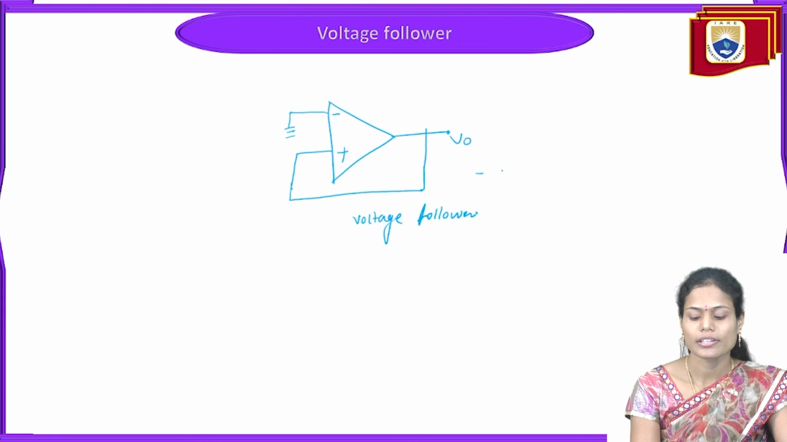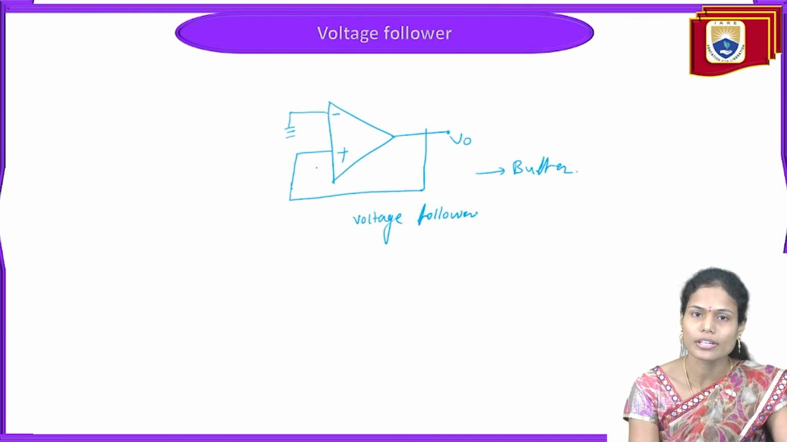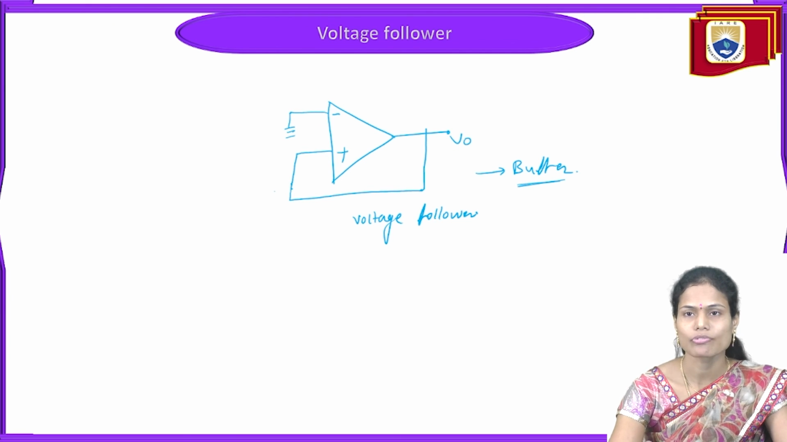So it acts just like a buffer. That is, directly, whatever signal we are providing here, it will send to the output of the circuit. It will not amplify that signal and it will not do anything to that signal. That's why we are calling it the buffer circuit. It just transfers the signal to the output.